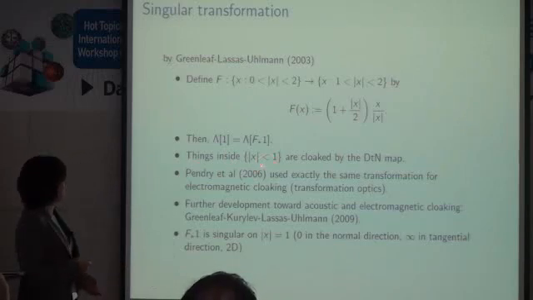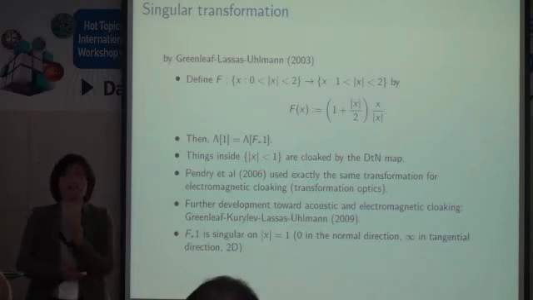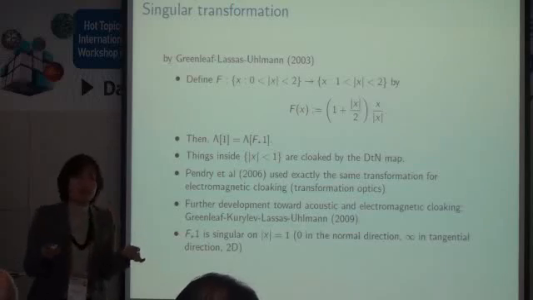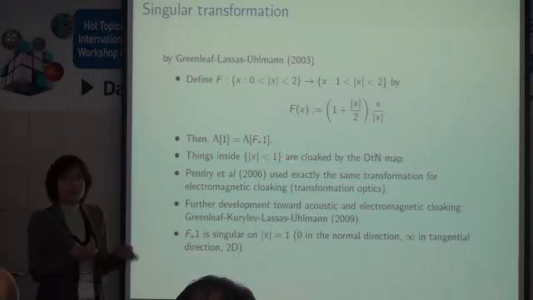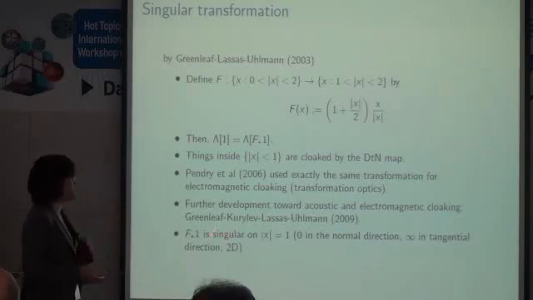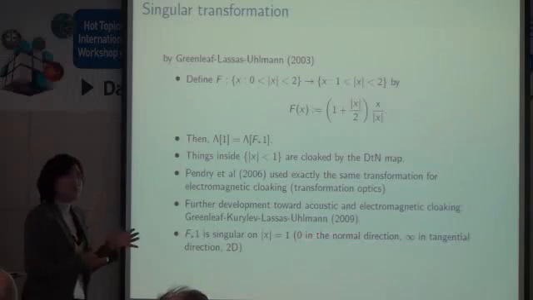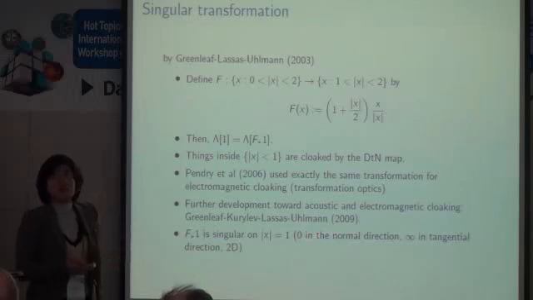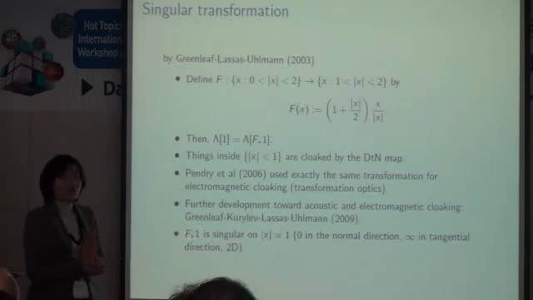So things inside the unit disk are cloaked, but this structure is not physical. If we want to really make that cloaking structure, I should have materials which have exactly the same parameter as F star 1. But this F star 1 is singular. It means in some direction the directional conductivity should be infinity, and in the other direction 0. So you couldn't physically make a structure which has this anisotropic material property.